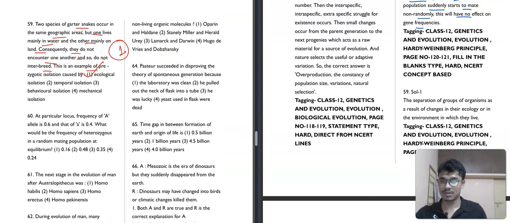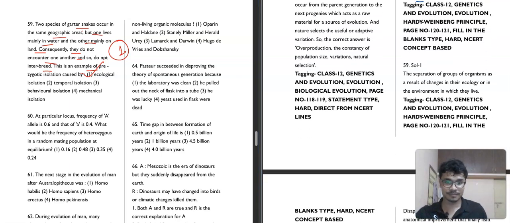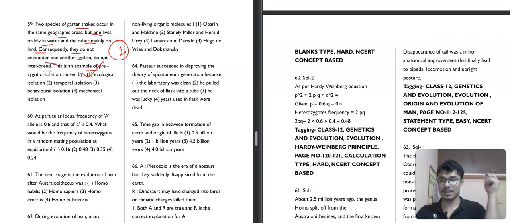Then the next question. You can see that for that particular locus, the frequency of the A allele is 0.6 and a is 0.4. What would be the frequency of heterozygotes? So you can just calculate like this. This is the formula: p square plus 2pq plus q square is equal to 1. P is given as 0.6 for A and the small a is given as 0.4, so it is the q. Heterozygous frequency is 2pq. So 2pq will be 2 into 0.6 into 0.4. That is 0.48. The second option will be our correct answer.